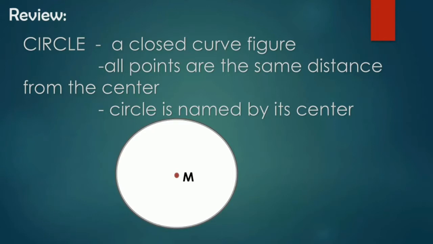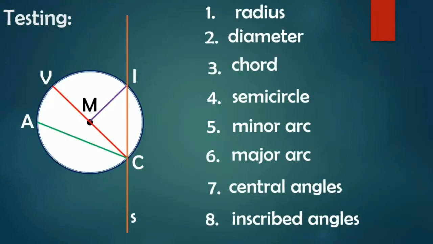Okay, so let us review circle. So what is a circle? A circle is a closed curved figure wherein all points are the same distance from the center. And a circle is named by its center. So in the given figure, we have circle M because point M is the center of the circle. Again, the name of the given circle is circle M.